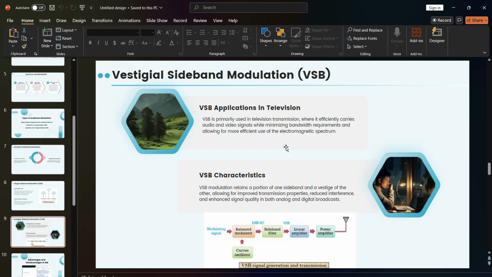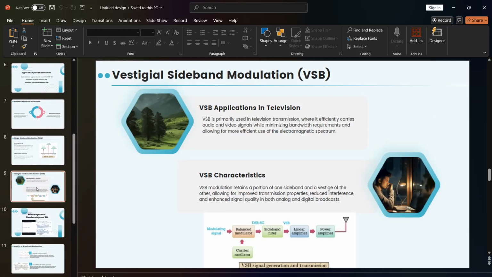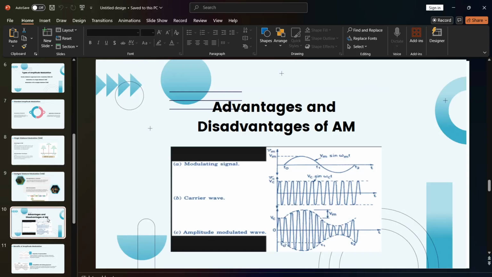Then we come across VSB characteristics. VSB modulation retains a portion of one sideband and a vestige of the other, allowing for improved transmission properties, reduced interference, and enhanced signal quality in both analog and digital broadcasts. So, this is the diagram of how a VSB signal is generated and transmitted.